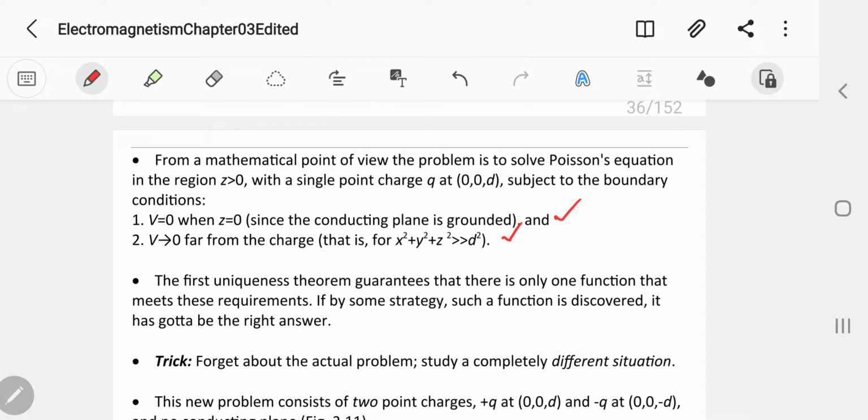Now, we have to find the potential. Whatever process that we use to find the potential is perfectly alright as long as it satisfies the boundary conditions. And it is guaranteed that it is the only potential of the system because of the first uniqueness theorem, as long as the potential satisfies the boundary conditions.